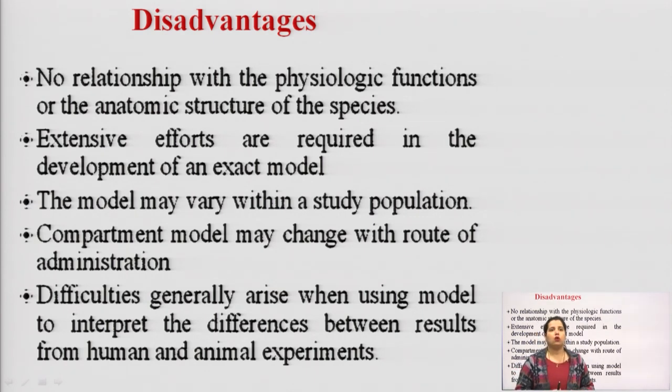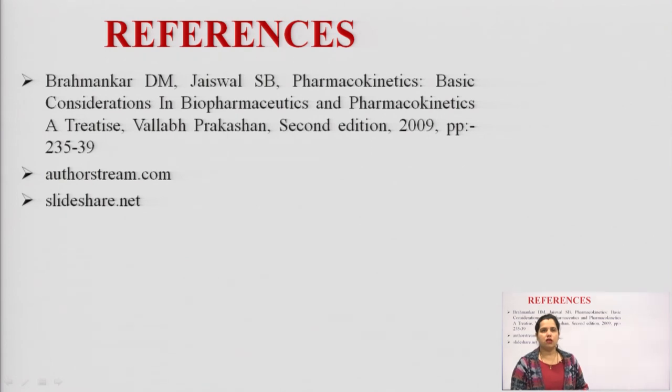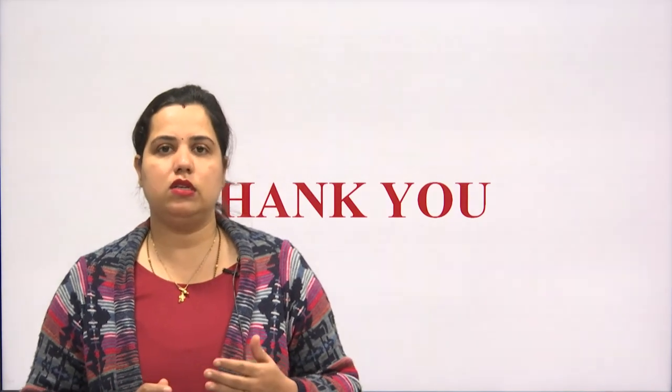These are the disadvantages: no relationship with the physiological functions or anatomic structures of the species, and extensive efforts are required in the development of the exact model. It is a very tedious job to identify these parameters, as exact values will not be obtained. The model may vary within a study population, yes, physiological variations are there. The compartment model may change with route of administration. Difficulties generally arise when using models to interpret, because what we have said theoretically is very hard to achieve experimentally as it is.